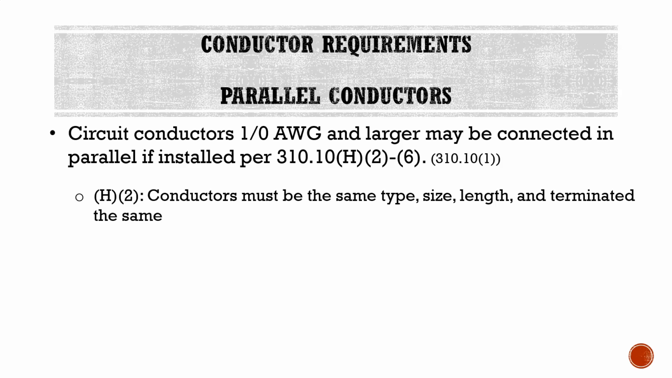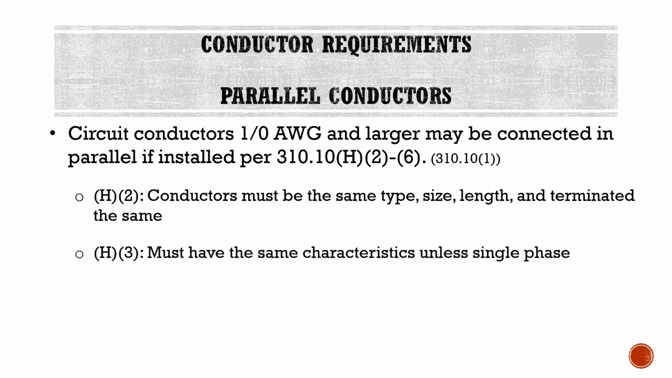So we can't use crimp lugs for one of them and then factory bolt lugs for the other set of conductors. Whatever way we're terminating one set, they both have to be done the same way. H3, they must have the same characteristics, unless single phase. Once again, this is kind of just another note about the general type of conductor you're using.